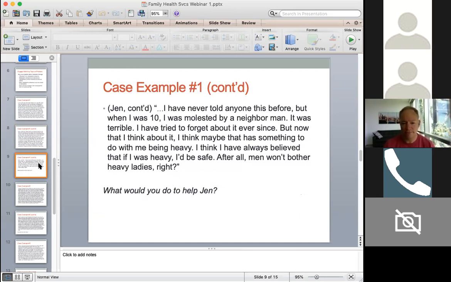Now, like I said, I don't want to get into discussing this one just yet. We're going to come back to this. But what I want to get into when we do get to this one is, what would you do to help Jen? Okay? Because I'll tell you what happened in the real world with Jen, because this is a real world case example.